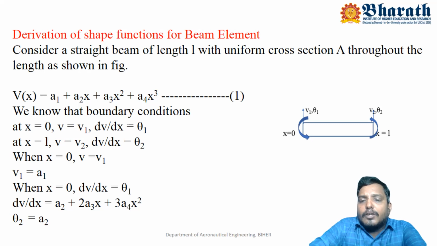Therefore, each node has two unknowns and the beam element has two nodes. Therefore, the total number of unknowns is 4. Therefore, the degree of freedom for the beam element here is 4. Therefore, the size of the stiffness matrix is 4 cross 4.